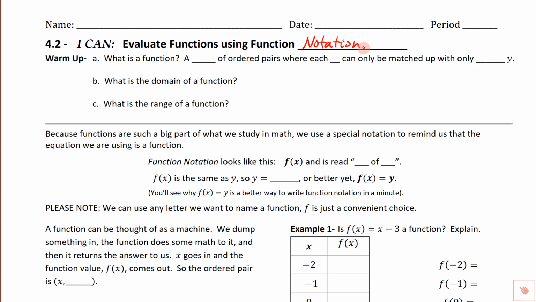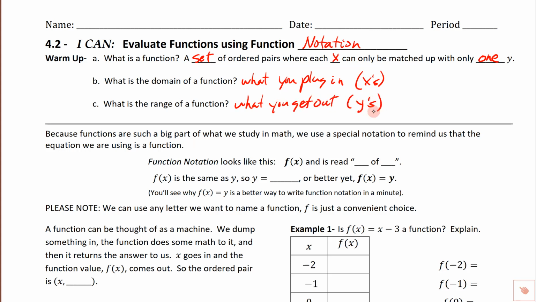The warm-up says, what is a function? So remember, a function is a set of ordered pairs where each x can be matched up with only one y. Each x can be matched up with only one y. And then a reminder here, what is the domain of a function? Well, the domain of a function, those are the numbers that you plug in. So let's put what you plug in, and that's usually the x's. And the range, that's what you get out. So what you get out once you plug something in, and that's usually going to be the y's.